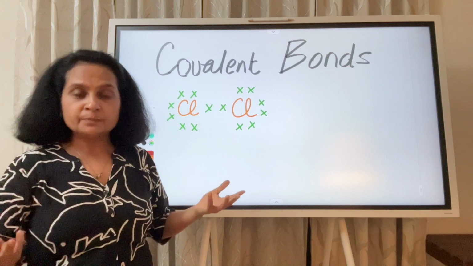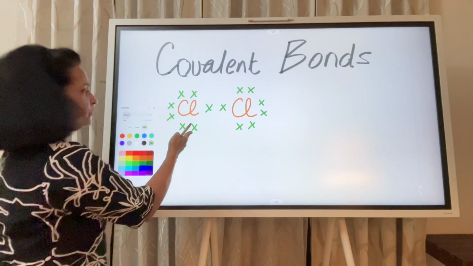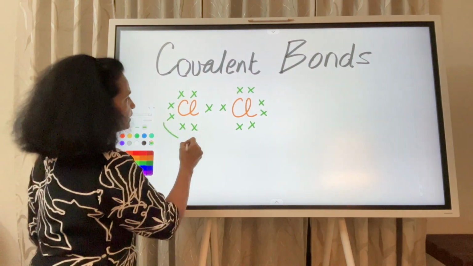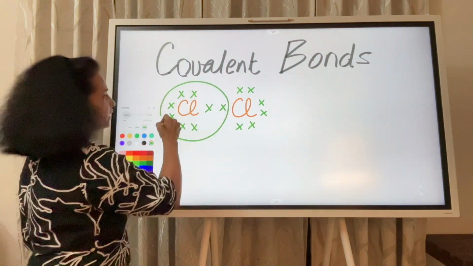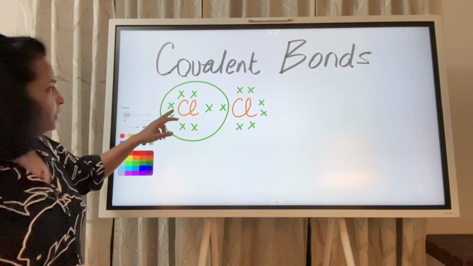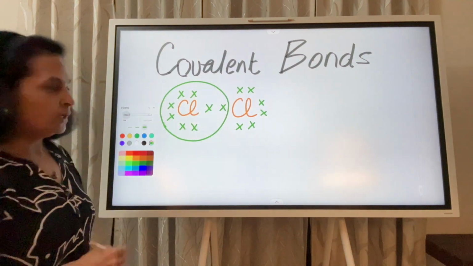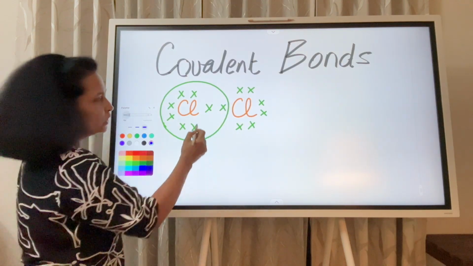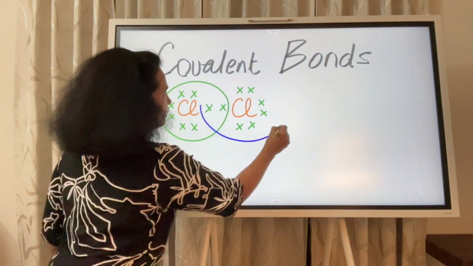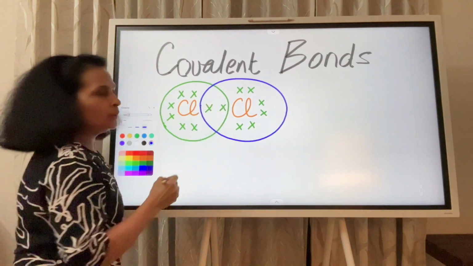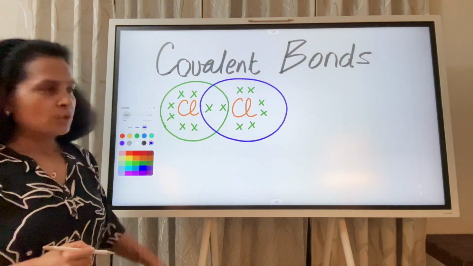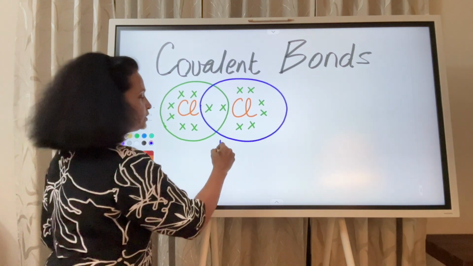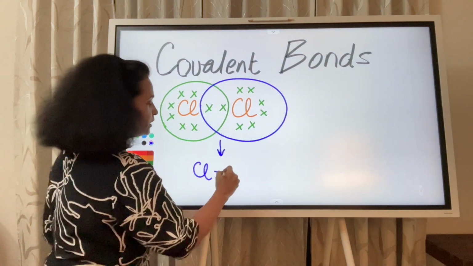What does that mean? So this chlorine, which has 7 valence electrons, it shares one of its electrons with the neighboring chlorine atom. So what has happened? It has 8 electrons now. Now look at the other chlorine atom. It has 7 valence electrons. So it shares one electron with the neighboring chlorine atom. So this chlorine also has 8 electrons now. So they have both become stable, acquired their octet.